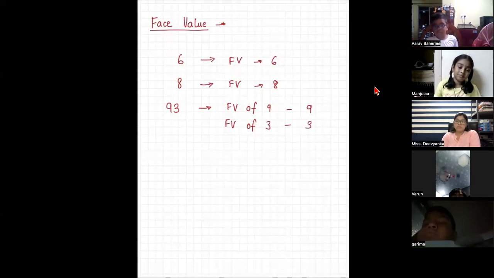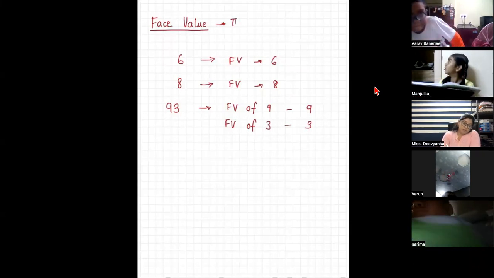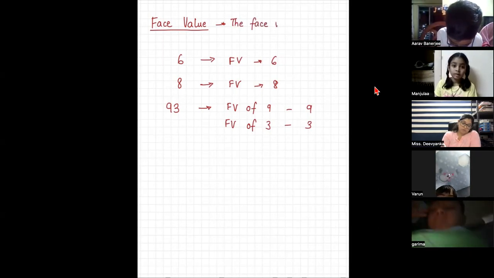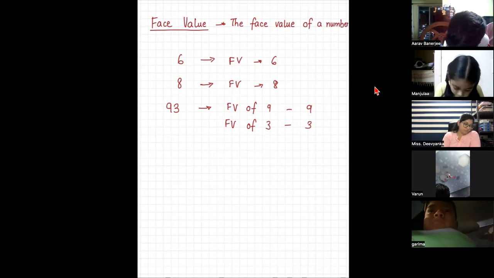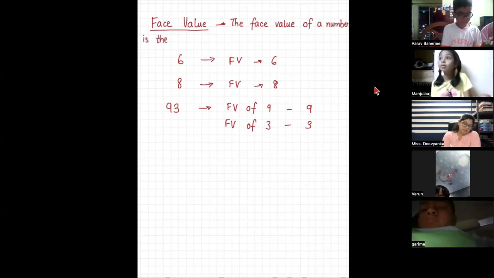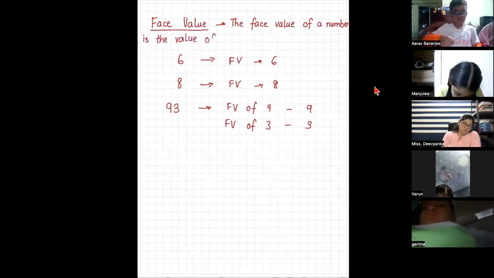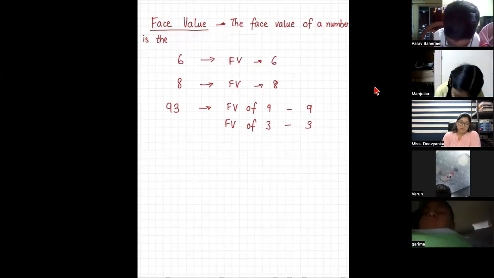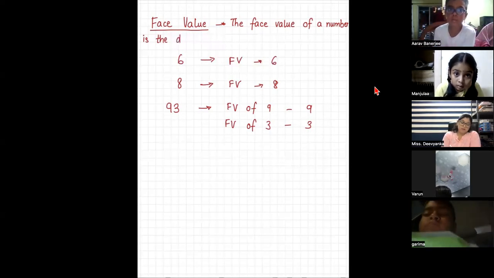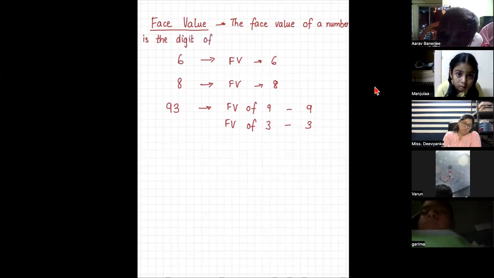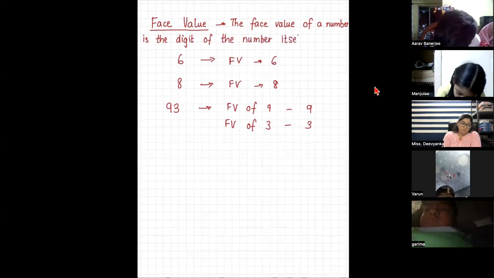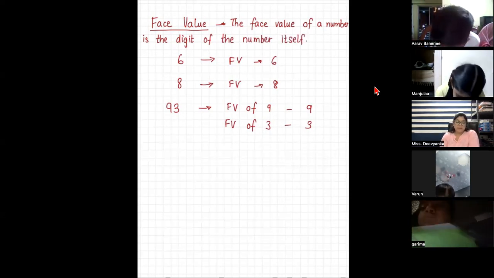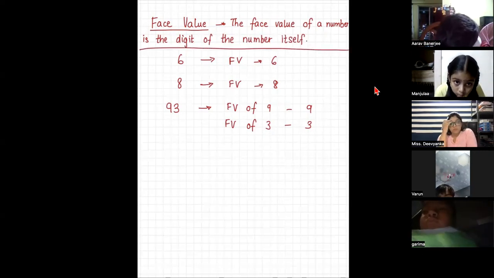Correct. So let's write down this definition in our notebook. The face value of a number, I'm writing it here for you, you can copy. Don't write it like that, it will be confusing. The face value of a number is the digit of the number itself. Just copy this much. Don't copy the examples here, just the sentence, the definition of face value.